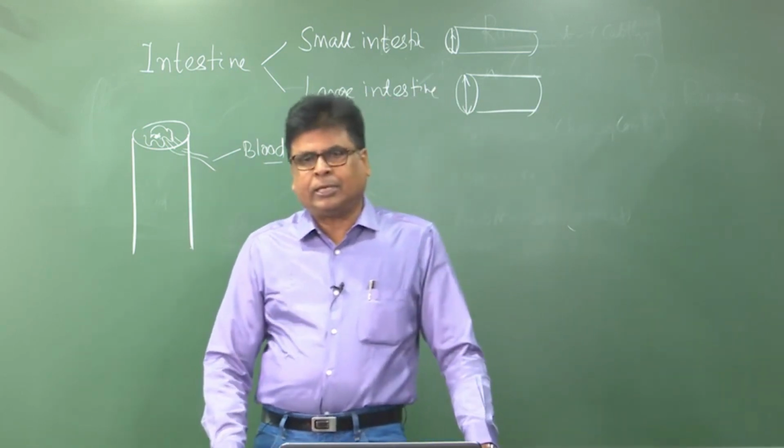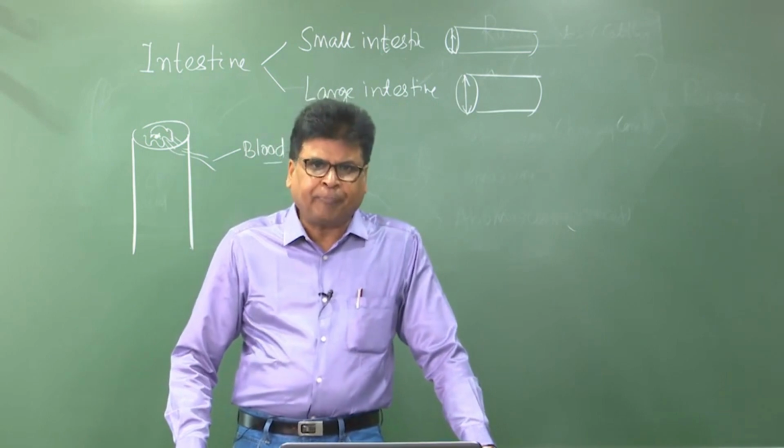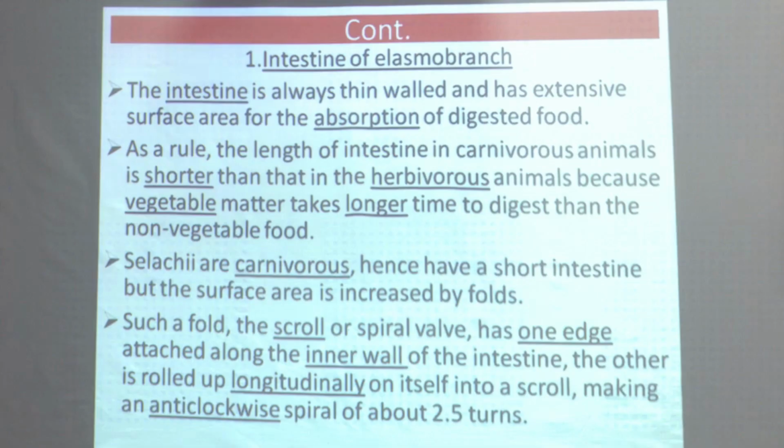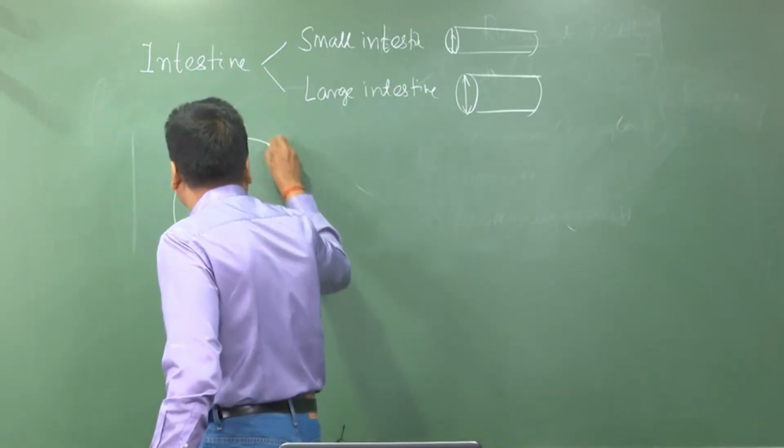The intestine is always thin walled. In them the intestine is thin walled and has an extensive surface for the absorption of digested food material. How does that happen? For example, this is the cross section of the intestine.